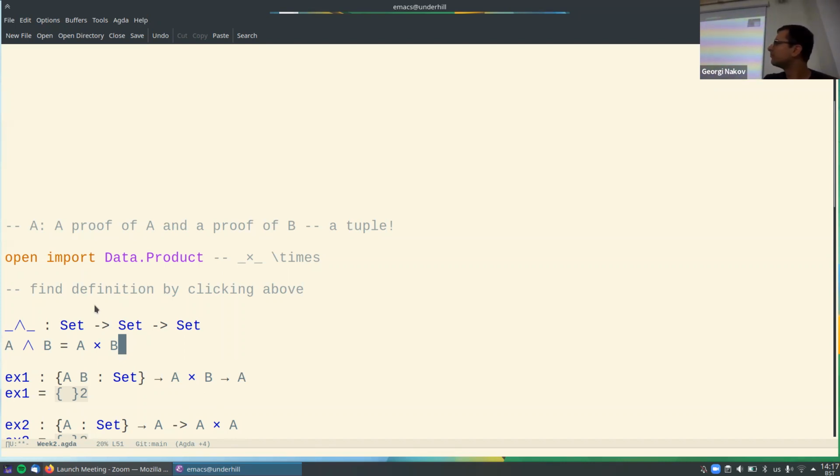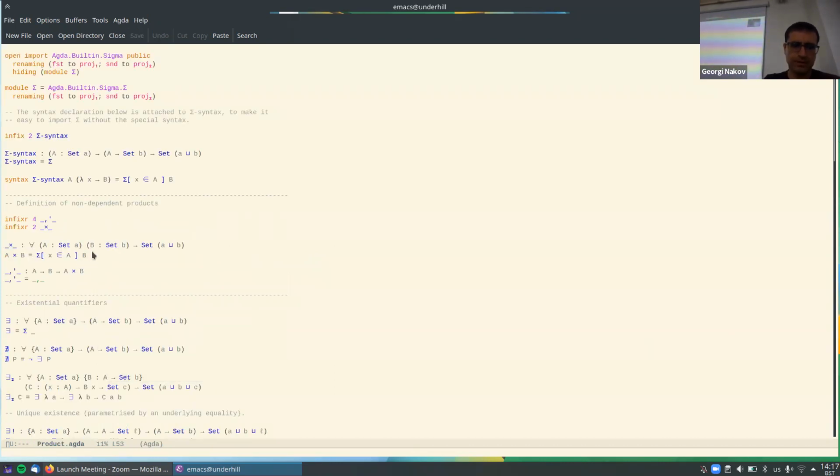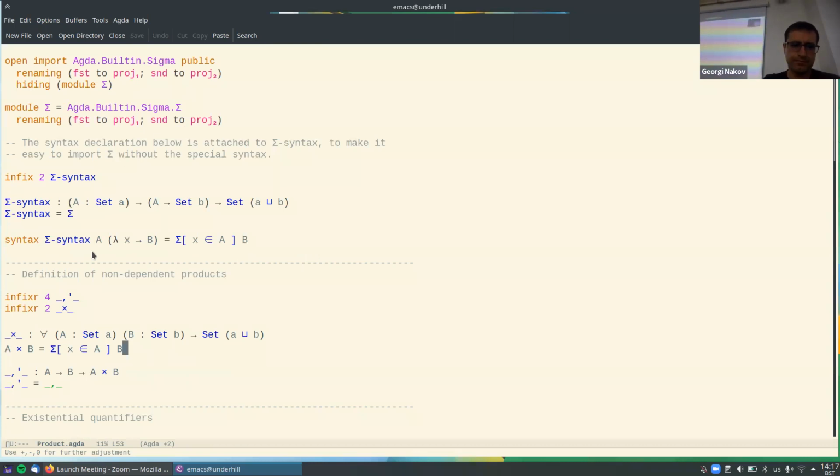So the comma will show up. This type A cross B, how is it defined? It is defined to be a degenerate dependent pair. I would like to talk about that, but I think we'll get back to it.